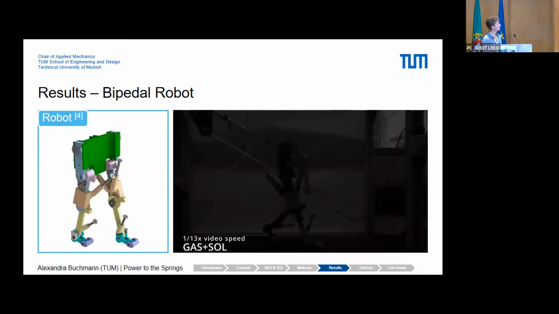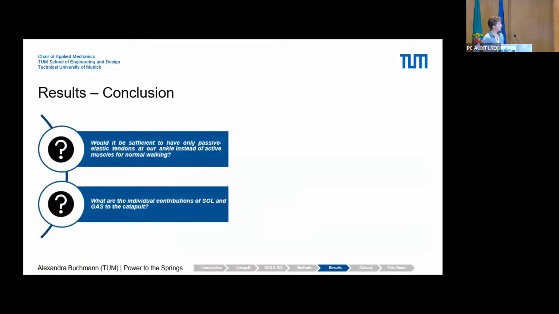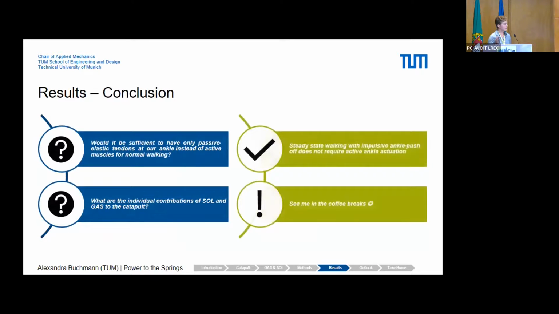I would refer to this paper here. We also presented it at IROS this year. So yeah, pretty interesting results. So to conclude, in theory, at least in the simulation and in the robotic model, we could show that steady state walking indeed is possible without any active ankle actuation. And especially for lower limb prosthesis, this is a pretty cool result, I would say. For the second question, see me in the coffee breaks or read the paper to get more details on that.